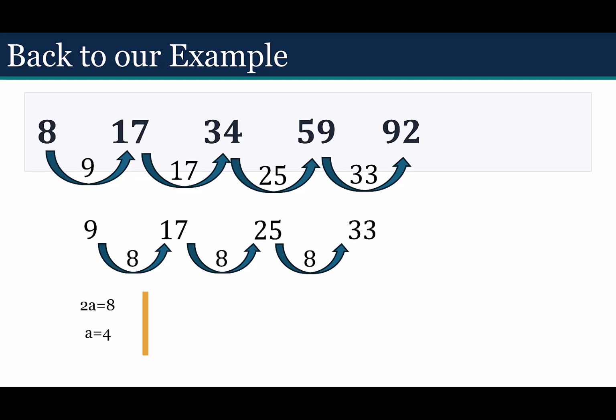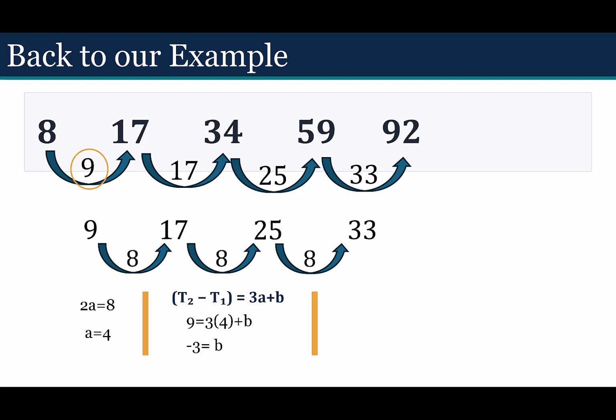To find the value of b, we're going to use the equation t2 minus t1 equals 3a plus b. We just found the value of a is 4. t2 minus t1 is the first difference of 9 between our first two terms. This gives us 9 equals 3 times 4 plus b. We know 3 times 4 is 12, so we'll just move the 12 over to the left. 9 minus 12 gives us negative 3 as the value of b.